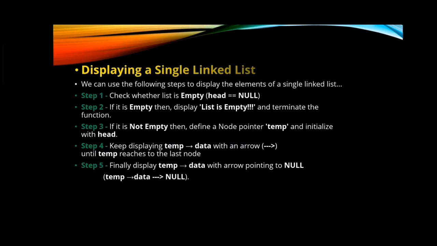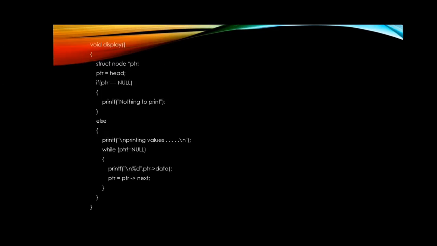And coming to the last topic of this video, displaying a single linked list. We can use the following steps to display the elements of a single linked list. Check whether the list is empty using an if condition, if head is equal to null. And next, if it is empty, then display list is empty and terminate the function. If it is not empty, then define a node pointer temp and initialize with head. Keep displaying temp of data with an arrow until temp reaches the last node. Finally, display temp of data with arrow pointing to null.